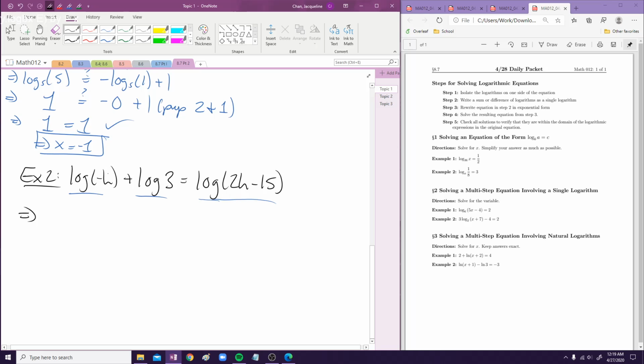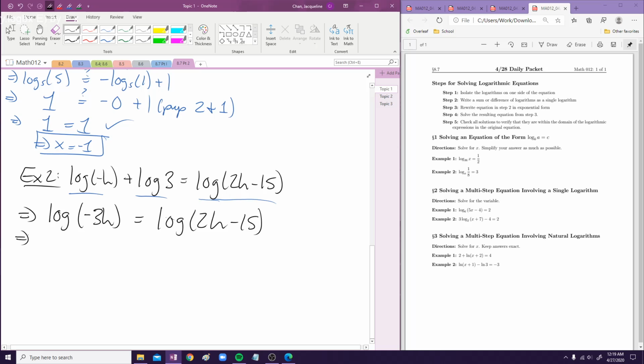So I'm going to go to step 2, and I'm going to write this sum of logarithms as a single logarithm because they both have the same base, which is 10, right? And this is adding, so what am I going to do? I'm going to use the product property, which states if they have the same base, then I can multiply the arguments together. So this is log, and then negative h times 3 is negative 3h. Okay, and then over here it stays the same.